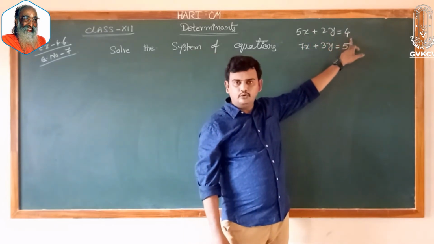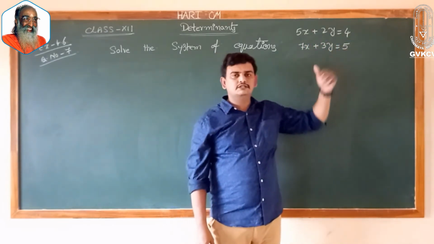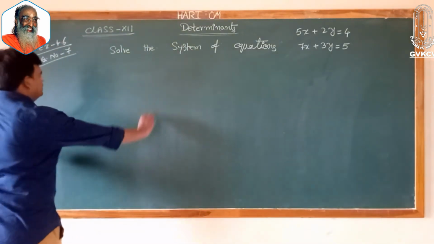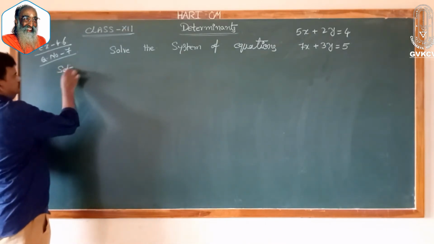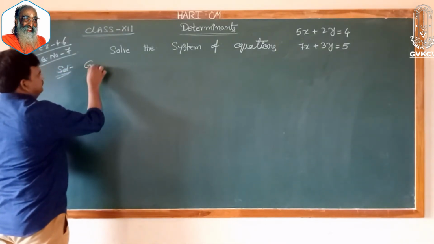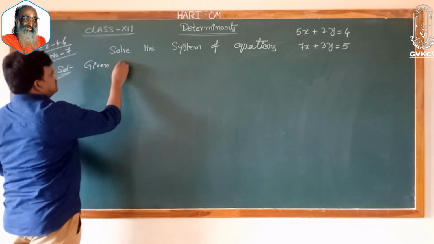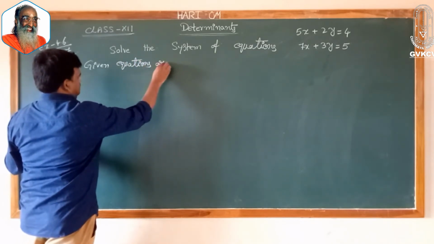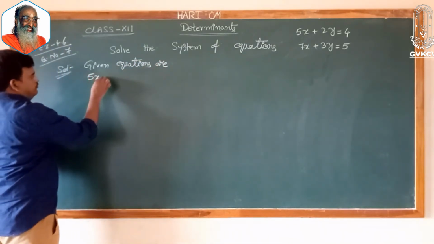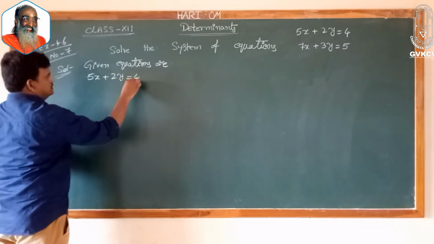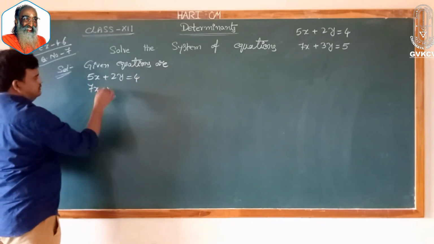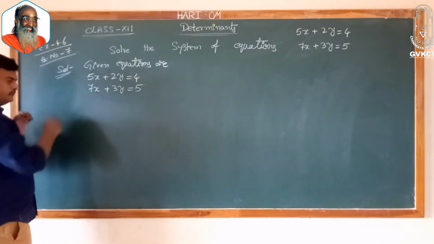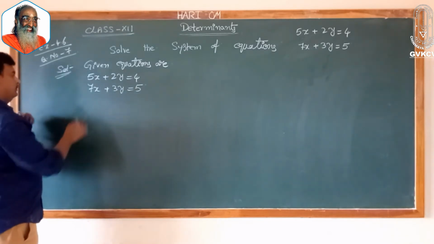5x plus 2y is equal to 4. 7x plus 3y is equal to 5. We have two equations. Now let us see how to solve it. Given equations are 5x plus 2y is equal to 4, 7x plus 3y is equal to 5. Converting them into matrix form.